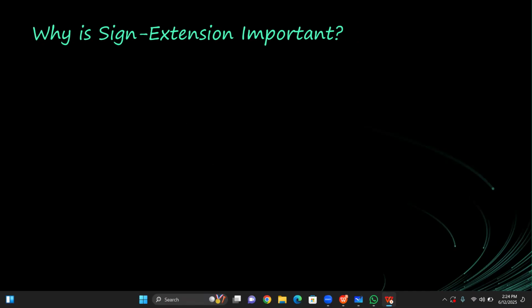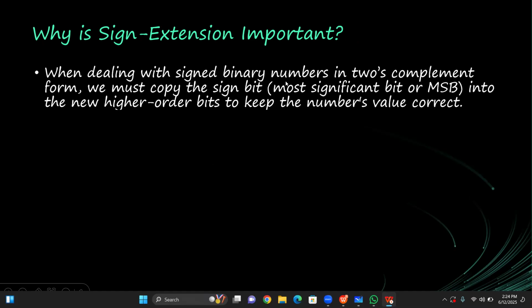So why is sign extension important? When dealing with signed binary numbers in 2's complement form, we must copy the sign bit. So you're not going to throw away the sign. Remember, when you're working with signed binary numbers in 2's complement, the most significant bit is the sign bit. And once you change that sign bit, it would have a different value. So we have to preserve it.